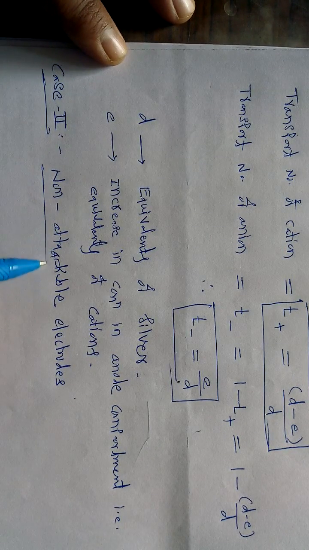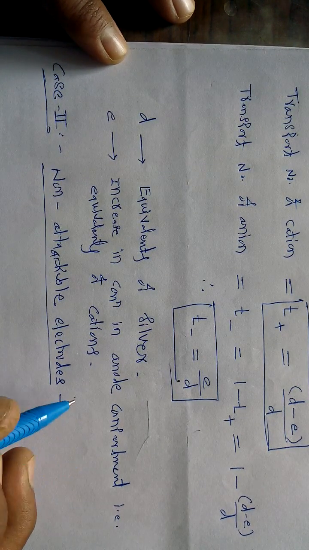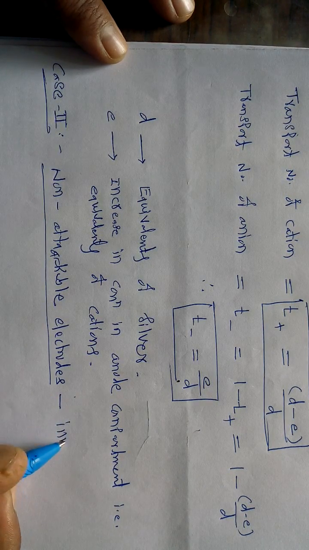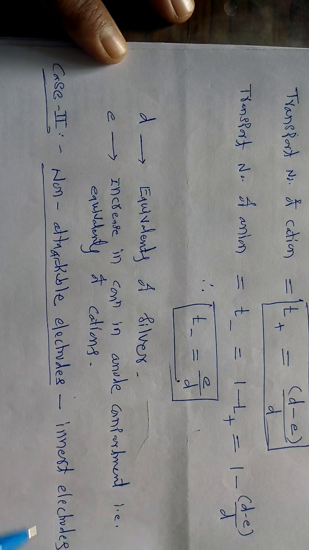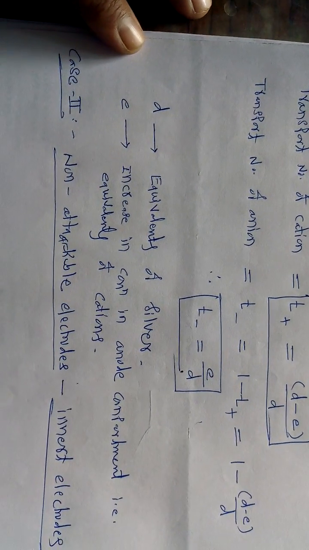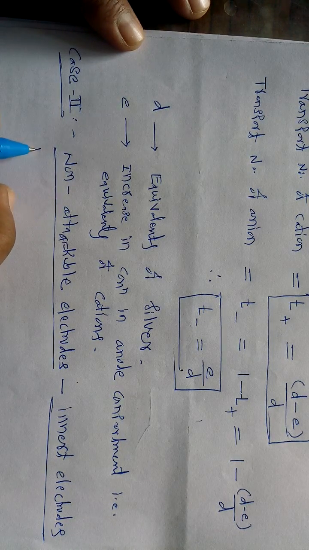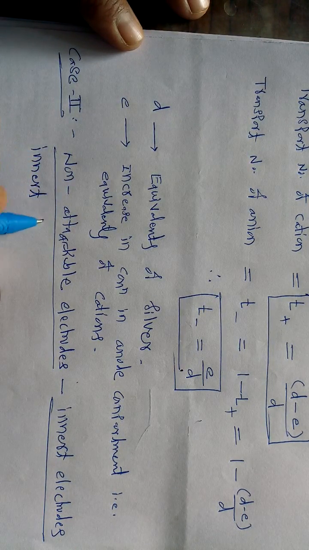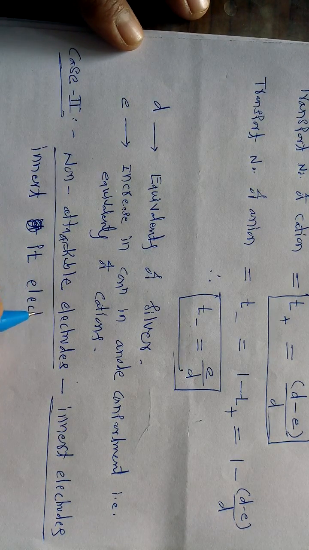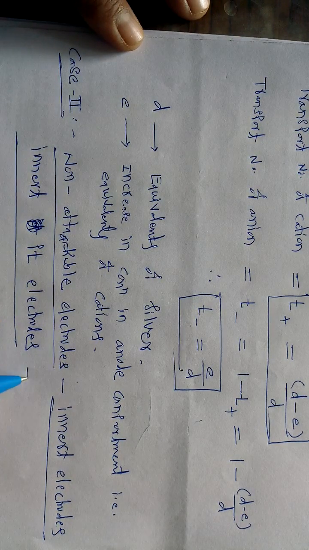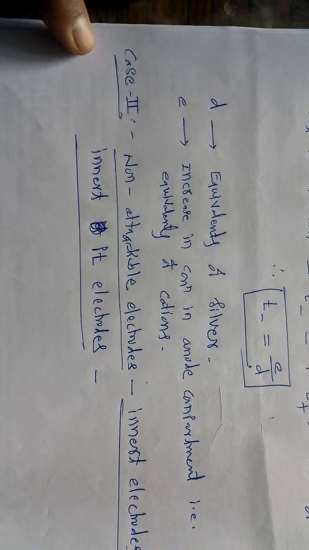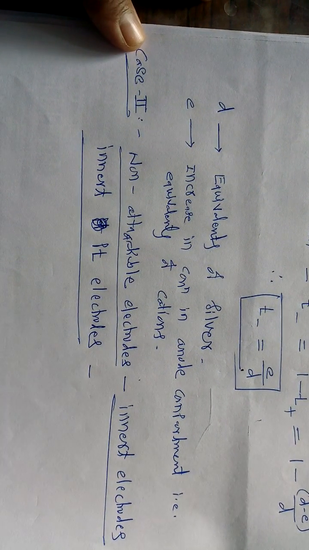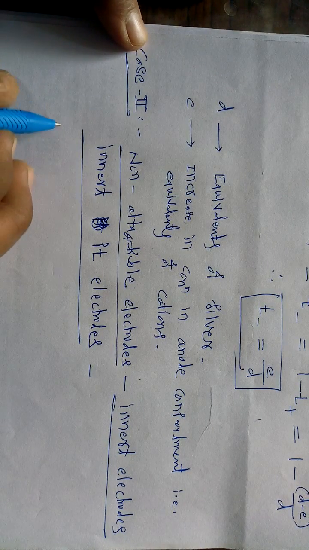When we take the non-attackable electrodes, they may be called inert electrodes. Now we have to take an example of an inert electrode, an inert platinum electrode. So when we use this second case, non-attackable electrodes, also called inert electrodes, we may calculate the transport number of cations.